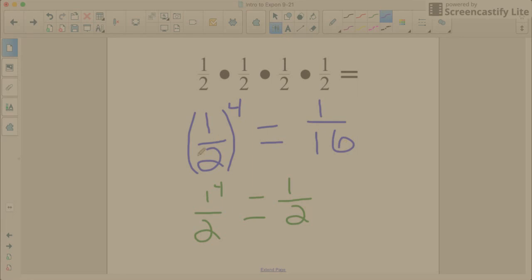So we had our base in the parentheses to indicate that this is the whole entire thing, and we're taking that to the 4th power and getting 1/16. Whereas if we only had the 1 to the 4th power, we would end up with 1/2. So parentheses matter. I would rather see more parentheses to clarify than to leave it up for me to guess.